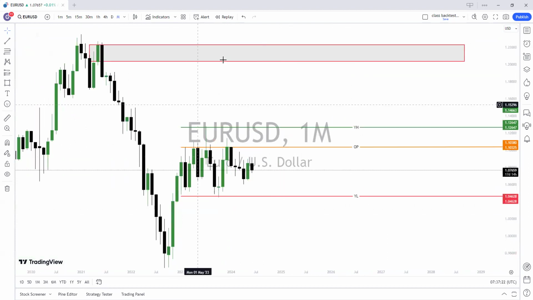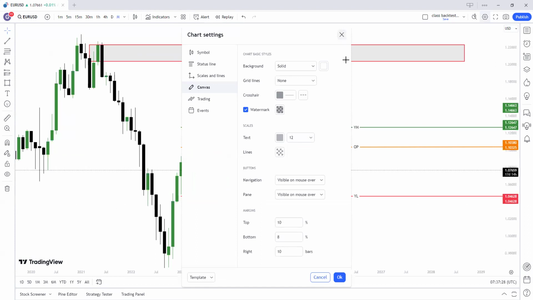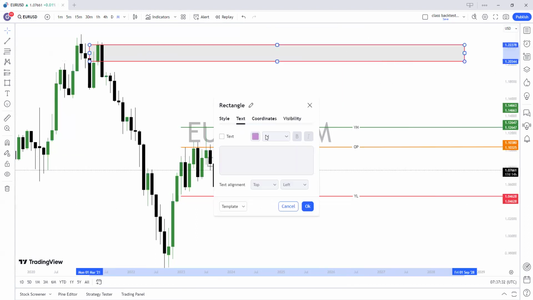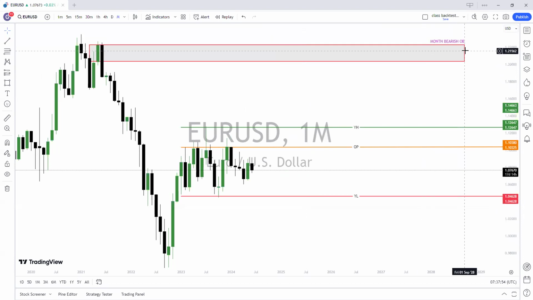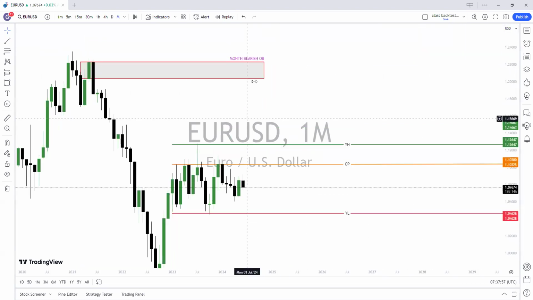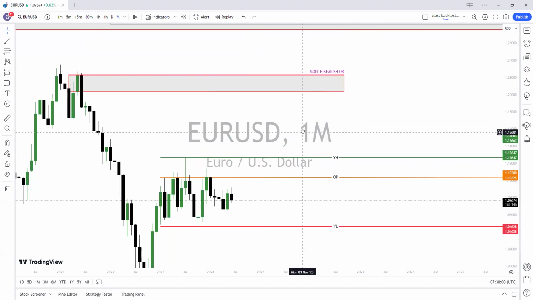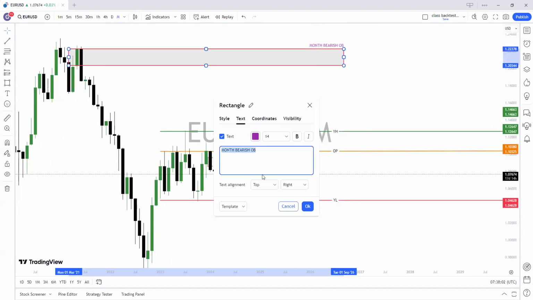And with this that has happened, we can edit this and place. Okay, good. We can edit this text and say monthly bearish order block. Okay, let's place this at the right side. Yes. Okay, can draw this a bit closer. Monthly bearish OB. We can see this clearly now. Let me change the color to red.